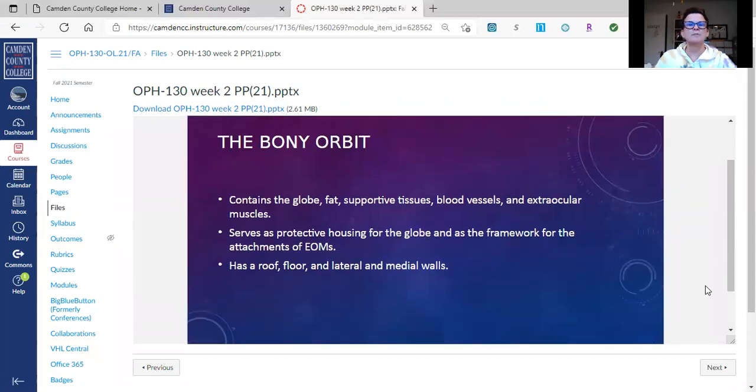So if we go through the PowerPoint here, we see that the bony orbit contains the globe, fat, supportive tissues, blood vessels, and extraocular muscles. It serves as a protective housing for the globe and as the framework for the attachments of the EOMs. Now, when you see EOMs, from here on out, EOMs stands for extraocular muscles, okay? So the bony orbit has a roof, floor, a lateral, and medial walls.